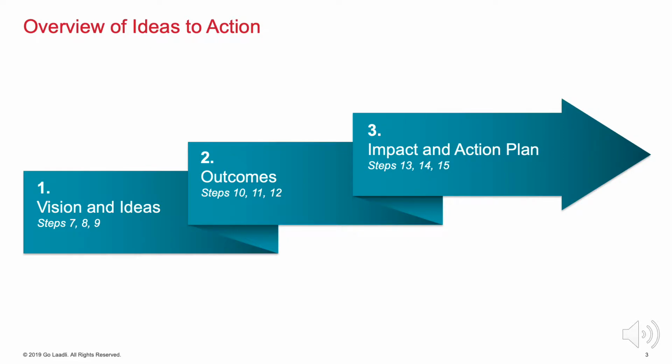Here are the steps we will be covering in this workshop. We'll first generate a vision of what the world looks like when your problem is fully solved. We'll then generate ideas for how to achieve that vision. We'll look at the specific outcomes we'd like to have happen, followed by the impact we want to create and an action plan to make it all happen.